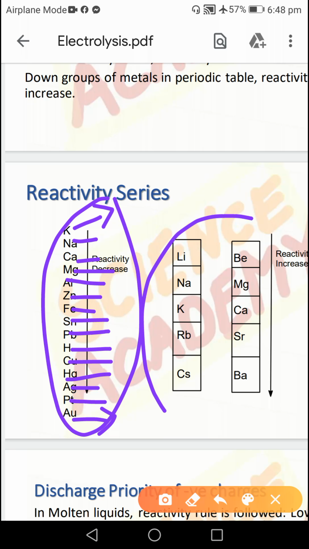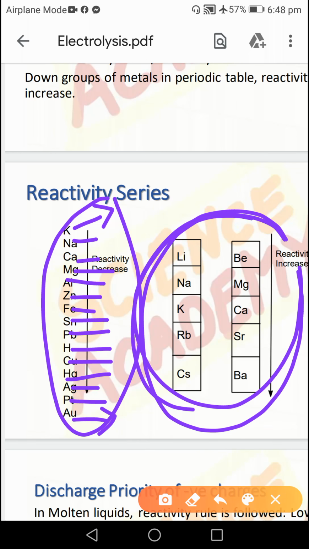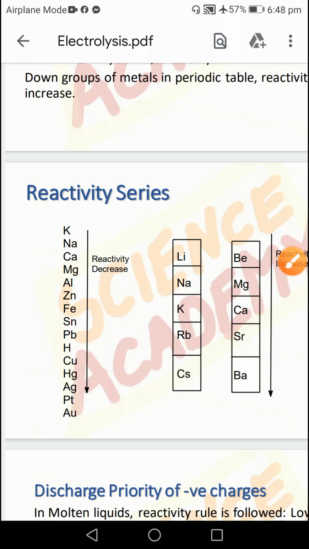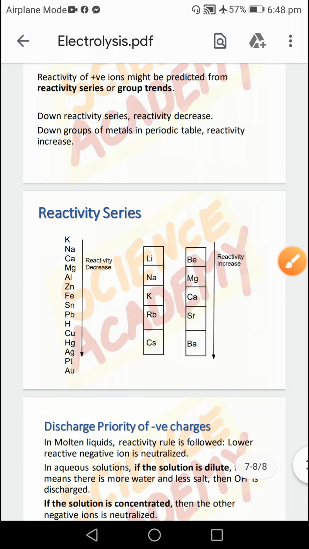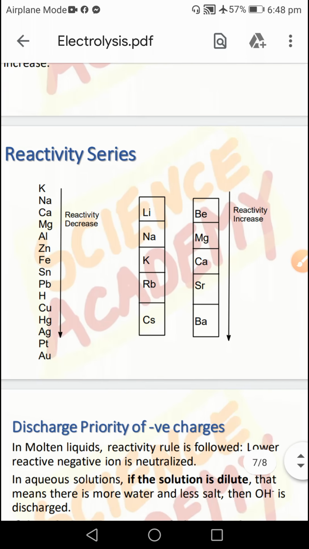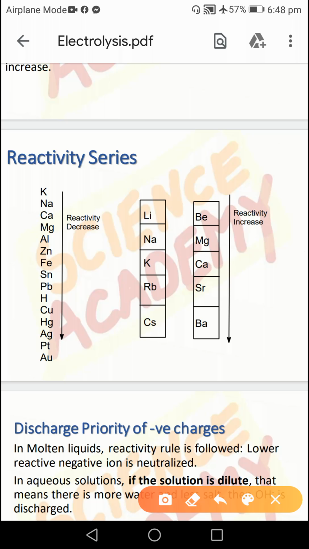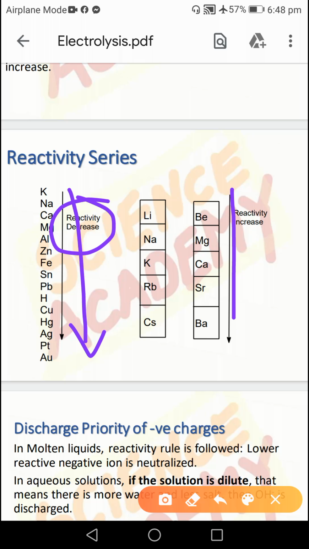Okay, so this is a funny mnemonic that you may use to remember the reactivity series. And I would tell you that you prepare your own mnemonic to remember the groups, or during an exam time you will be given the periodic table. So what happens is that when you are going down the reactivity series, the reactivity is decreasing, but when you are going down the group, the reactivity is increasing.